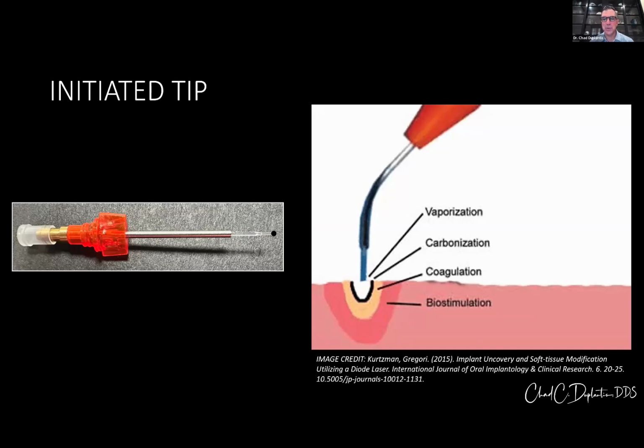Now, this picture on the right shows us what happens when the laser interacts with the tissue in a touch mode. So the very first layer is going to be vaporization. The second layer is going to be coagulation. And the third layer is going to be biostimulation.